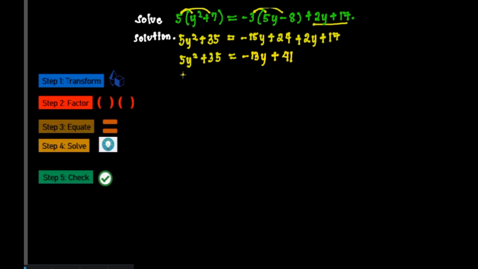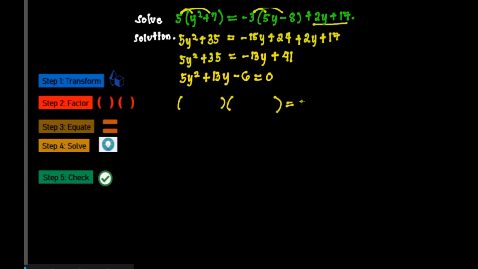We can write 5y squared plus 13y. So, simplify na natin ng 35 and 41. Si 41 mo, lilipat sa kabila, that will result to negative 6 only. So, yes, we have the step 1. We already transformed the equation into standard form.